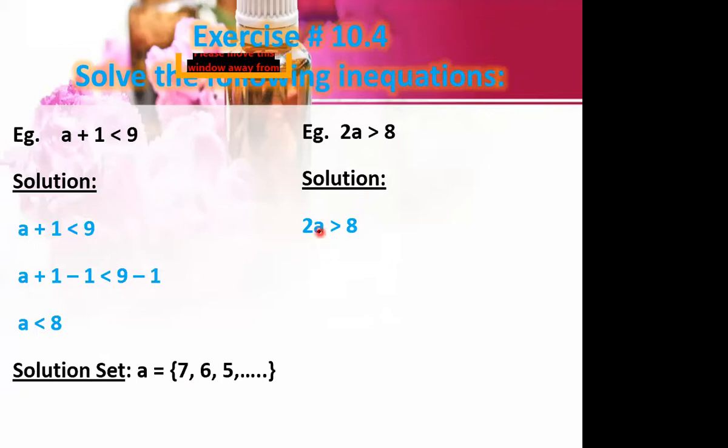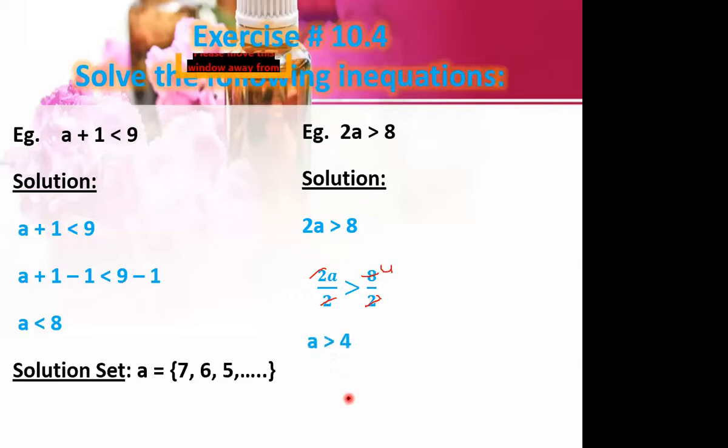What you have is 2a. So 2 is multiplying with a. So the opposite of multiply will be divide. So you will write here 2a divided by 2 greater than 8 upon 2. Now you will cancel it. 2 ones are 2, 2 ones are 2, 2 ones are 2, and 2 fours are 8. Right? So what will be left here? A is greater than 4.